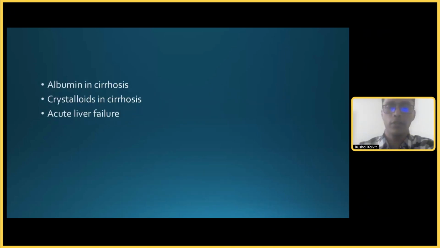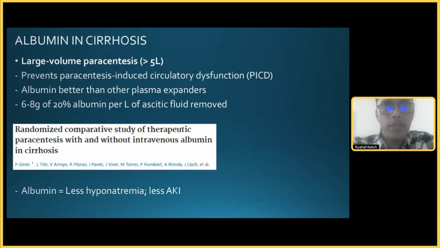So we'll be talking about albumin and fluids in liver disease. Although it is a very big topic, liver disease is the only subset of patients where albumin has got some good evidence. So we'll be dividing the talk quickly into three parts: albumin in cirrhosis, crystalloids in cirrhosis, and then we'll touch on acute liver failure. I'll move on to albumin in cirrhosis.